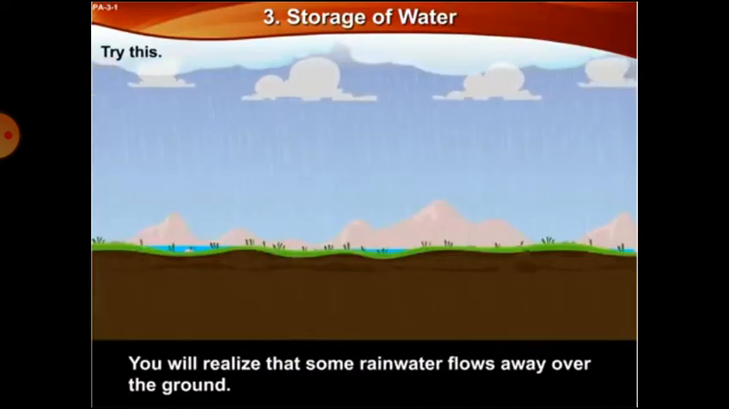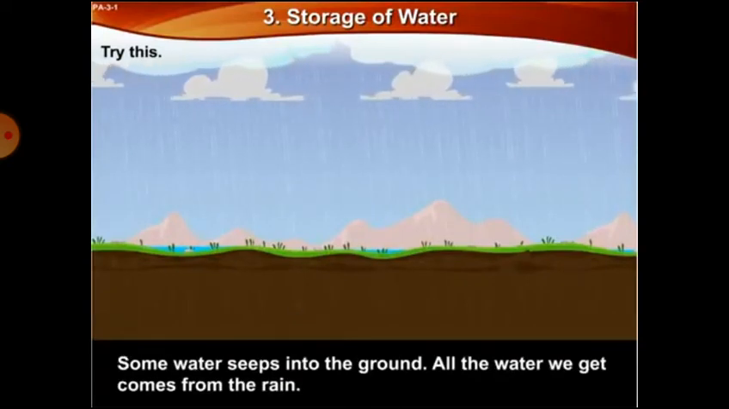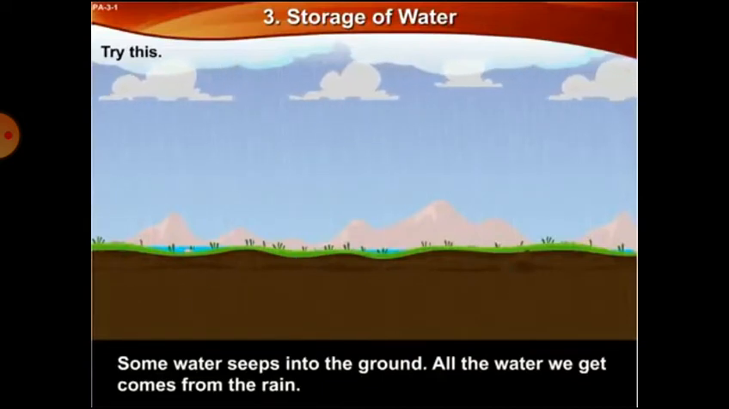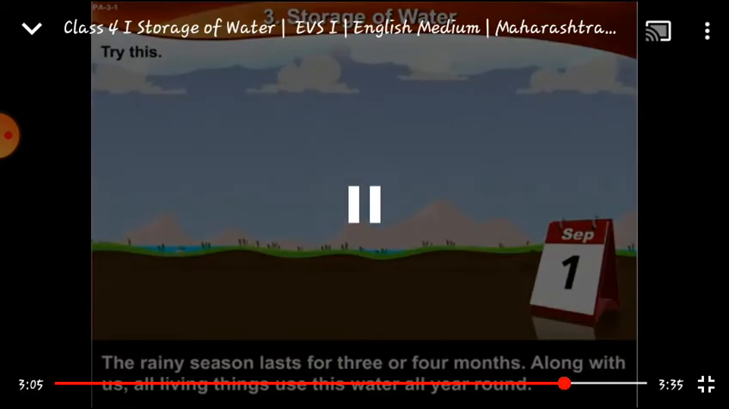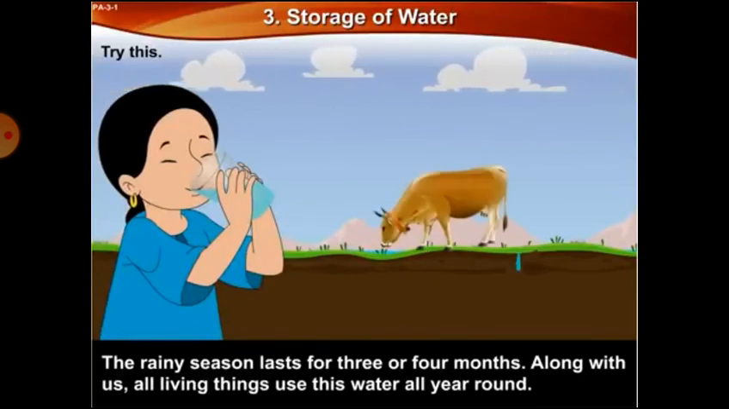You will realize that some rainwater flows away over the ground, and some water seeps into the ground. All the water we get comes from rain. Students, we all know that there are only 3 to 4 months of rainy season, but we use this water the whole year. That's why storage of water is very important. That's why we store water.